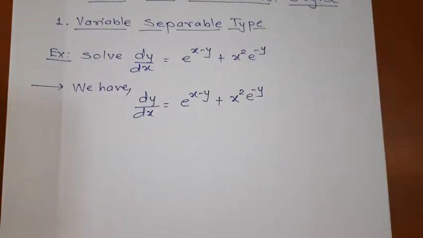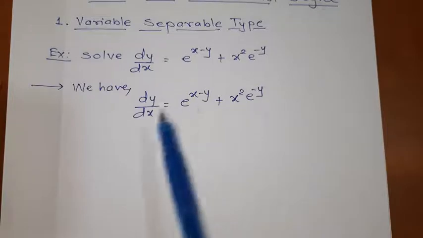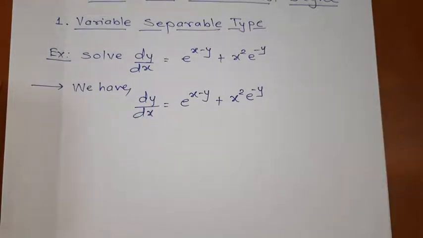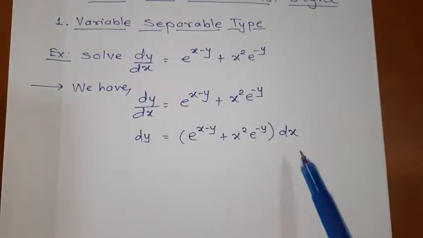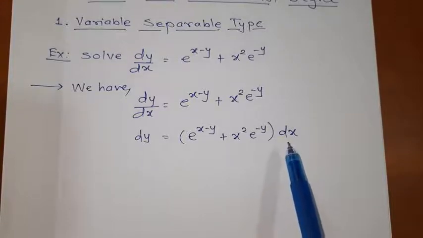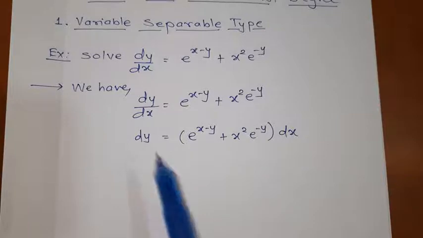So what will I do? First of all, I will shift this dx to that side. Since we have to separate the variables, we have to take dy on one side and shift dx to the other side. So I shifted dx to this side. That means all terms of x are here and all terms of y we have to shift to that side. So let us try to do that.